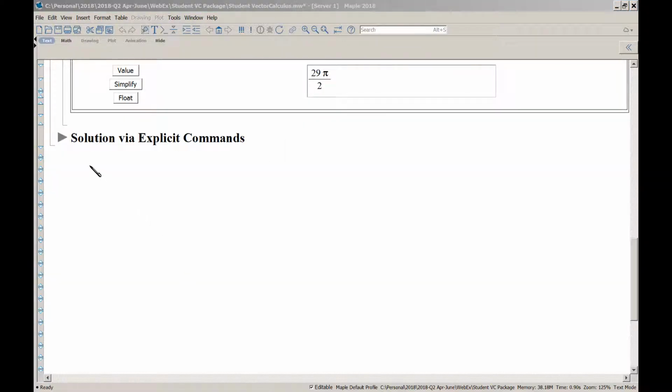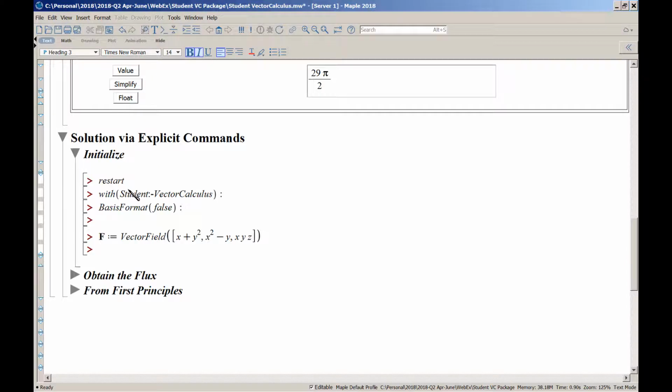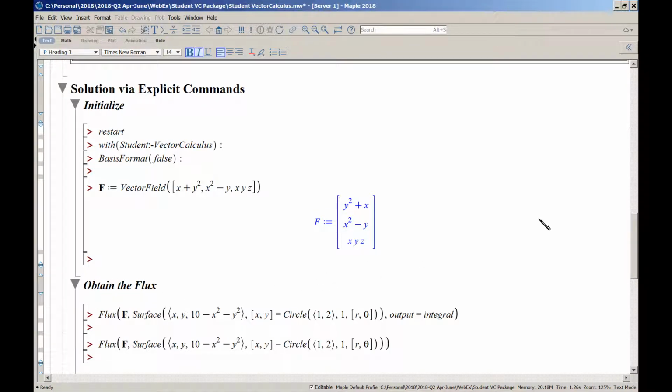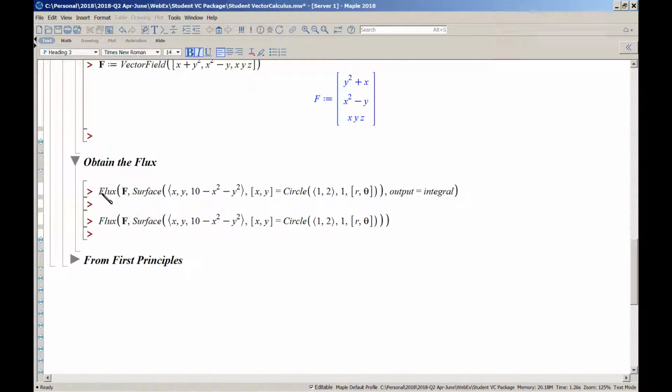And here we can take a look at how you might do this calculation via the set of commands that we have just gone over. So I want to initialize, so I'm going to execute a restart, bring in the student package, and this is that basis format command. If you give it the argument false, it means vector fields will be shown as column vectors. And so here I'm defining the vector field. Then to obtain the flux, I'm going to simply make use of these two versions of the flux command.